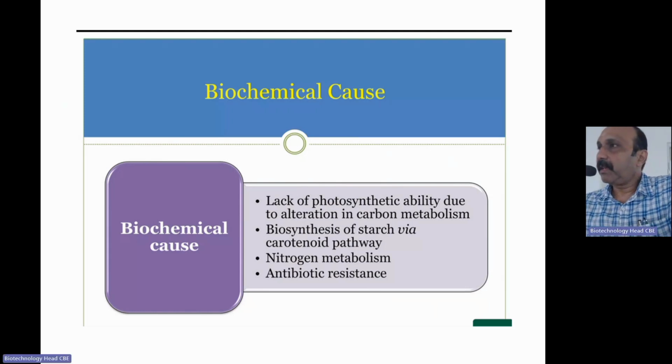So a biochemical cause that can happen is the lack of photosynthetic ability due to alteration in the carbon metabolism. This is the most commonly seen variation that can occur in tissue culture. Even in our tissue culture labs, where we grow rice explants or sugarcane, you see more of these albinos.